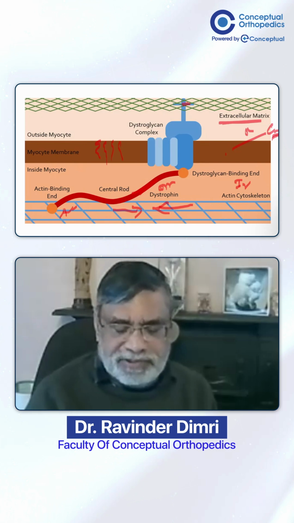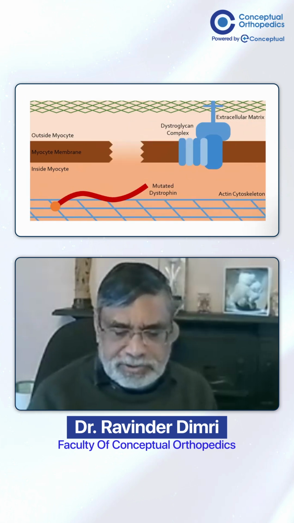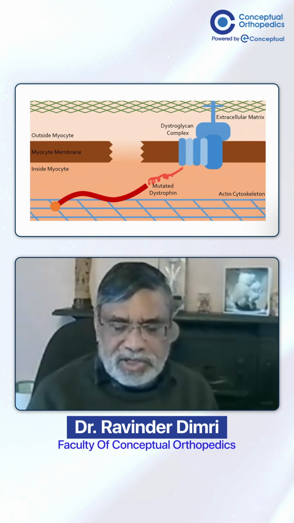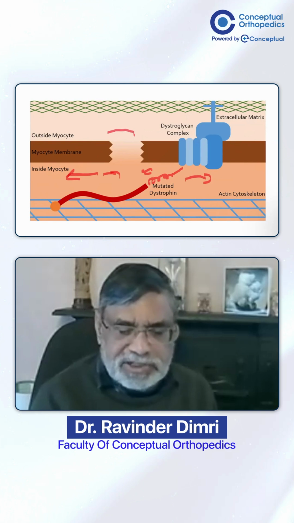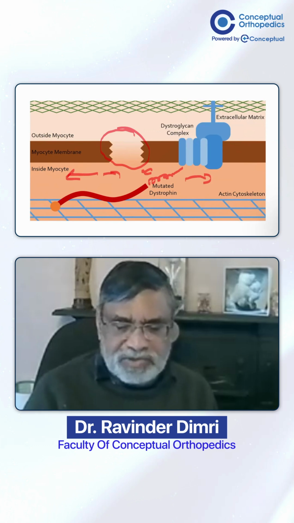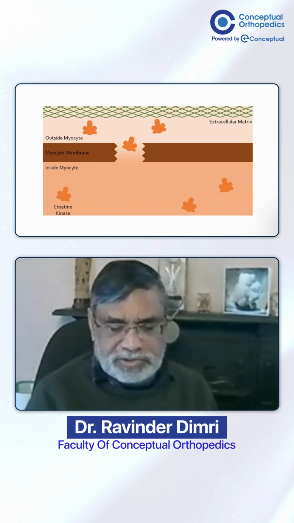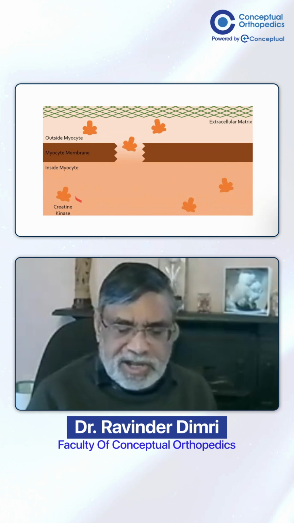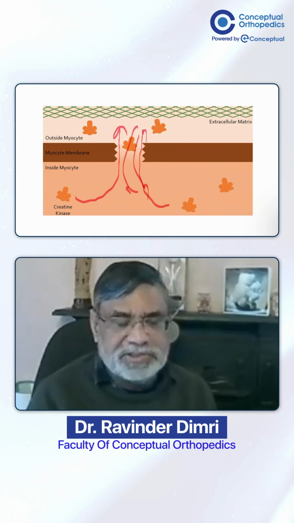If you have no dystrophin, the spring is missing. So every time the cell contracts and slides, there is a stress on the cell membrane, and the cell membrane is broken. So the myocyte membrane is broken, and when it is broken, something rushes in and something rushes out. Creatine kinase goes out, and that's why your creatine kinase is very high in this. And a lot of calcium rushes inside the cell.